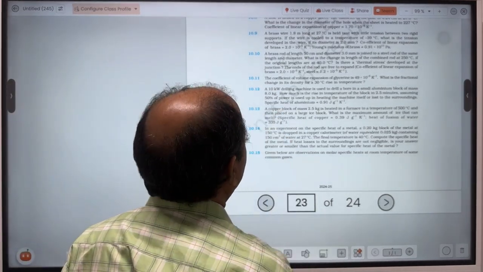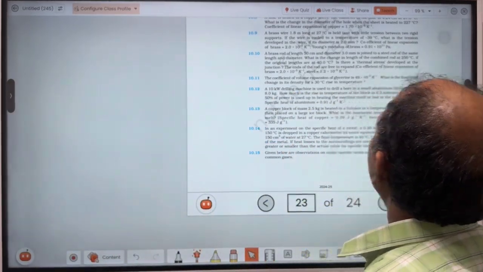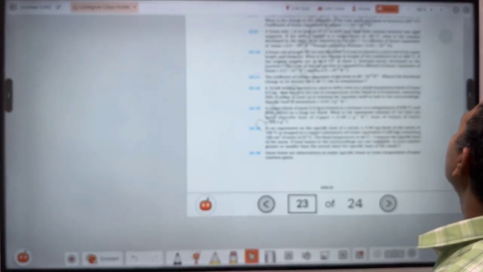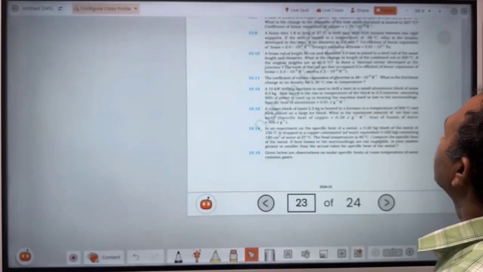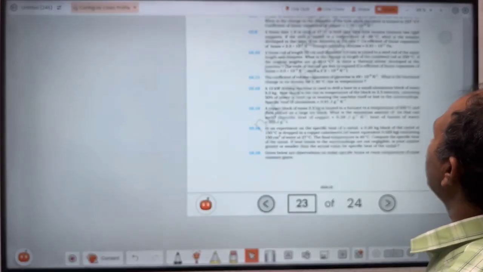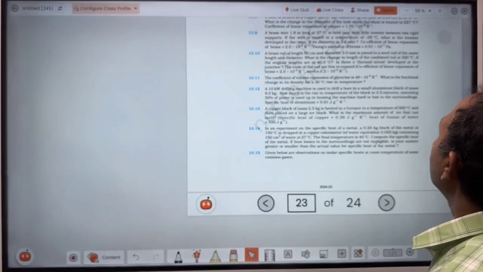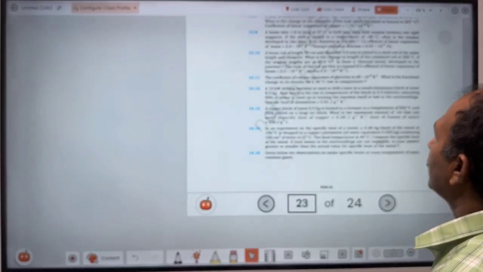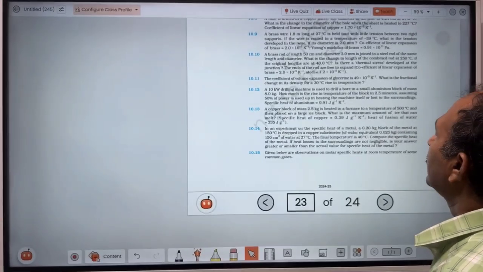The question 13 says, a copper block of mass 2.5 kg is heated in a furnace to a temperature of 500 degrees centigrade. Then placed on a large ice block. What is the maximum amount of ice that can melt? Specific heat of copper is this much, heat of fusion of water this much.